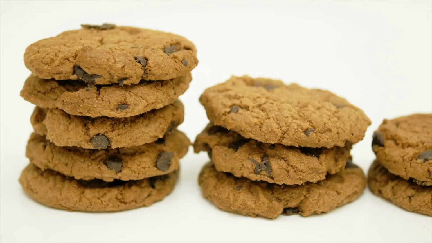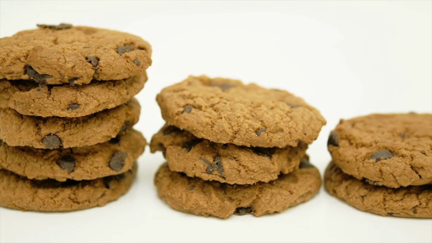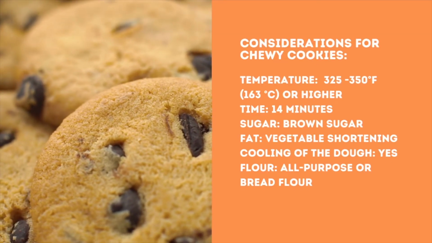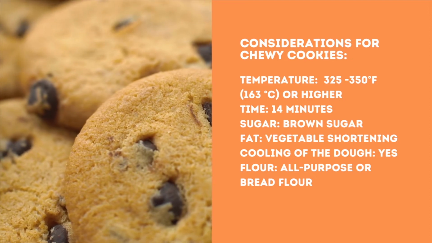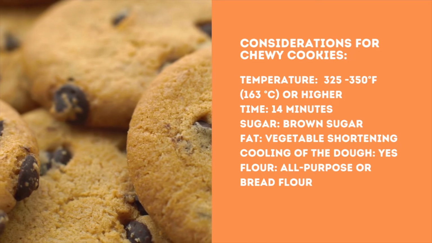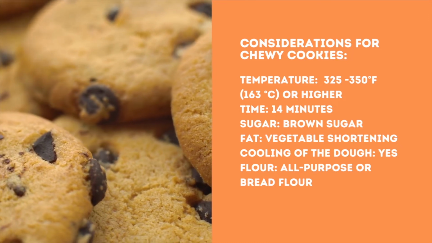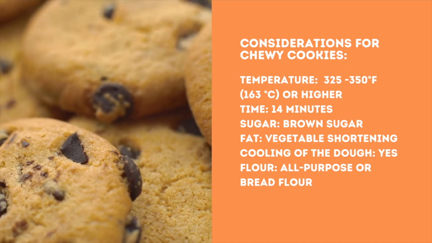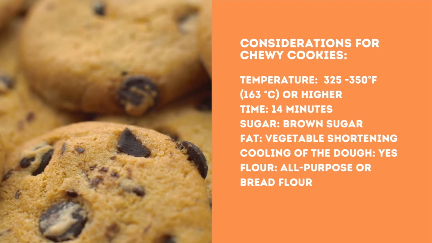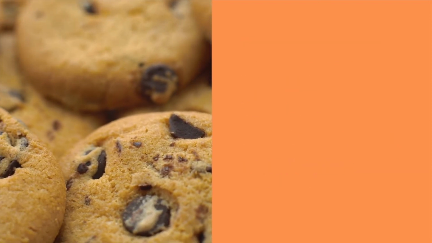Application. Here are some considerations for a variety of chocolate chip cookies. Considerations for chewy cookies. Temperature, 325 to 350 degrees Fahrenheit, 163 degrees Celsius, or higher. Time, 14 minutes. Sugar, brown sugar. Fat, vegetable shortening. Cooling of the dough, yes. Flour, all-purpose or bread flour.